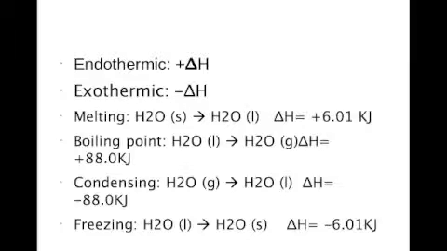An endothermic reaction will have a positive delta H, and an exothermic will have a negative. Like melting H2O, when it starts as a solid, it'll go to a liquid, it'll have a positive 6.1 kilojoules. The boiling point, you can see it goes from a liquid to a gas, and then it'll also have a positive because it's absorbing the heat. When you're condensing and you're making it colder, it'll be a negative, like doing a gas to a liquid or a liquid to a solid.